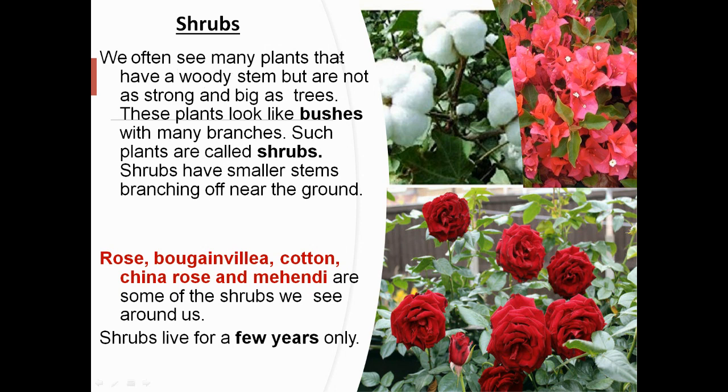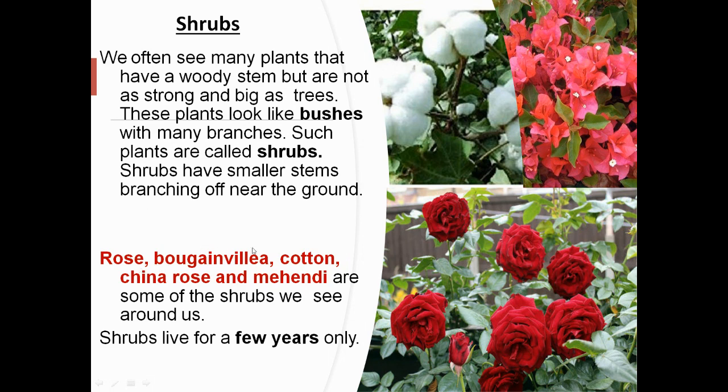We often see many plants that have woody stems but are not as strong and big as trees. These plants look like bushes. Already I told you what are bushes, right? With many branches. Such plants are called shrubs. Shrubs have smaller stems branching off near the ground.